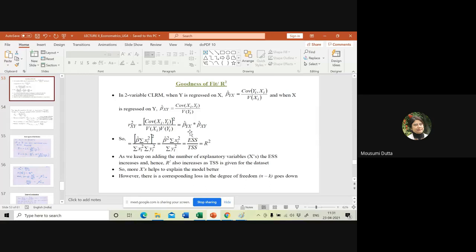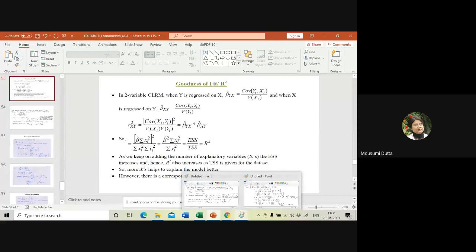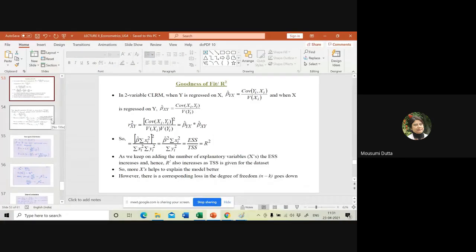I started to talk about the correlation, and mainly I talked about R square, which is ESS by TSS, which measures the goodness of fit. From the very definition of R square, we found that as the number of explanatory variables in a model increases, ESS increases, TSS remaining constant. If ESS increases, that will improve the goodness of fit of the model. So I stopped there.